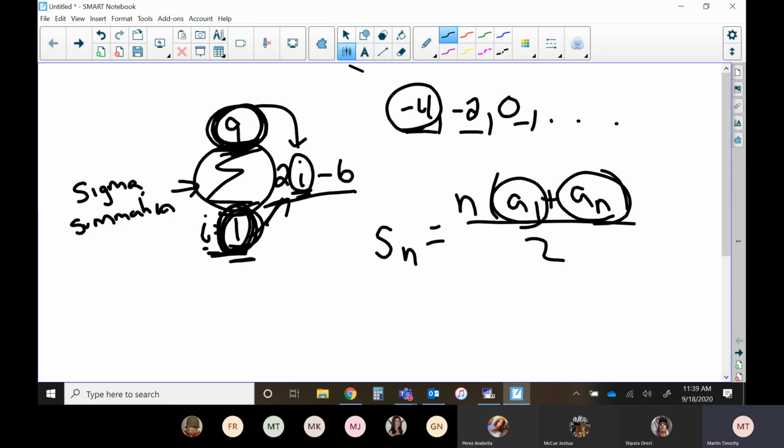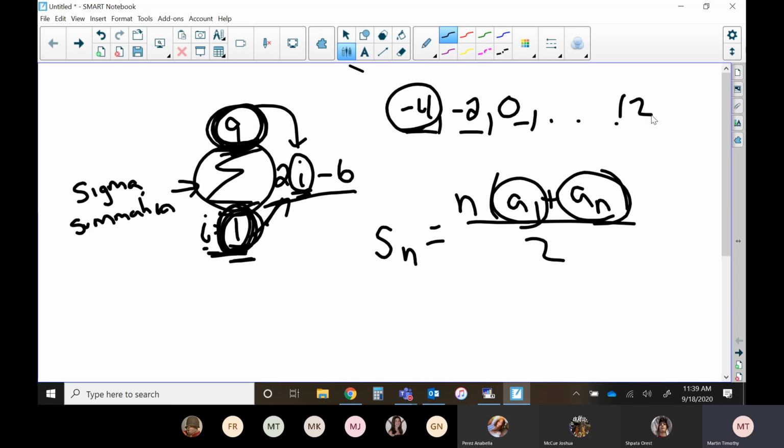You're talking about the common difference? 2 would be the common difference. Would your last number be 12? Yes, because you plug in 9. 9 times 2 is 18. 18 minus 6 is 12.